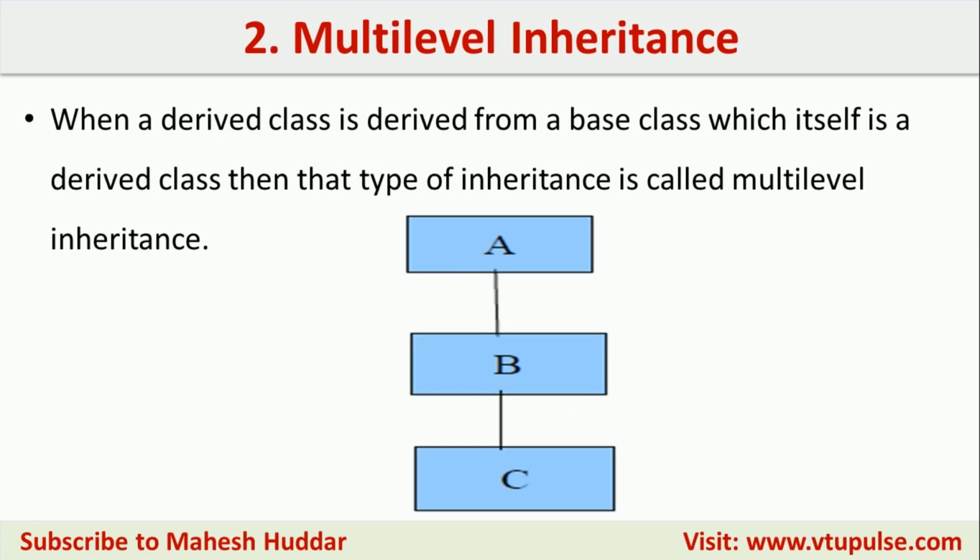Coming back to the second one, that is multi-level inheritance. In this case, a derived class is derived from a base class, which itself is a derived class. That is, you can notice B derives the properties from A and C derives the properties from B here. So we have multiple levels of inheritance. This is the second kind of inheritance we have.